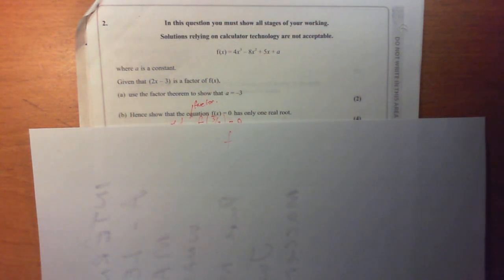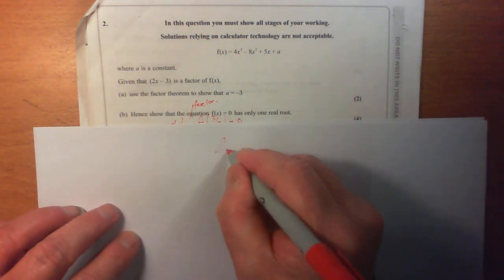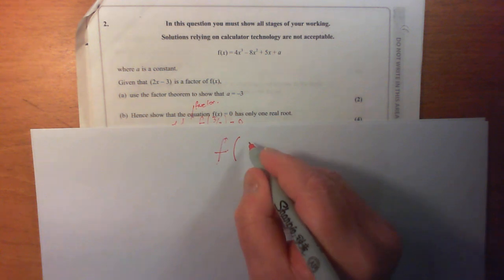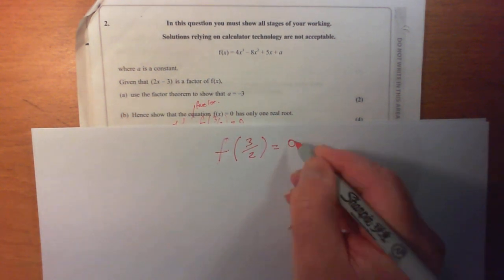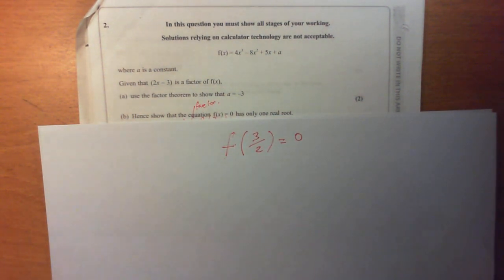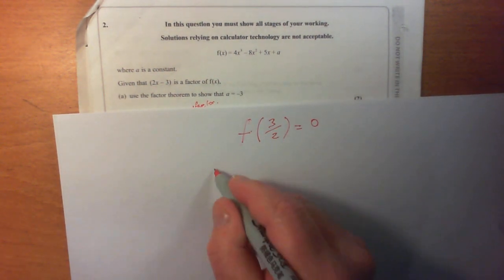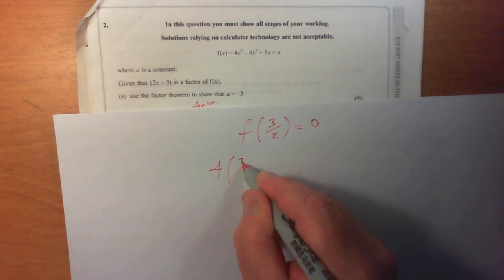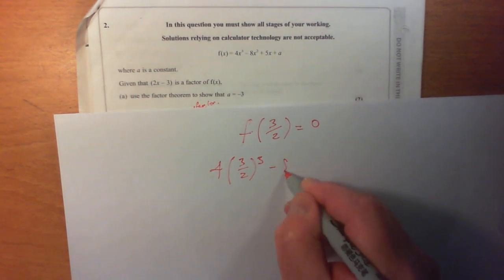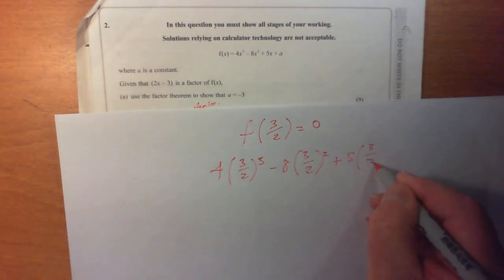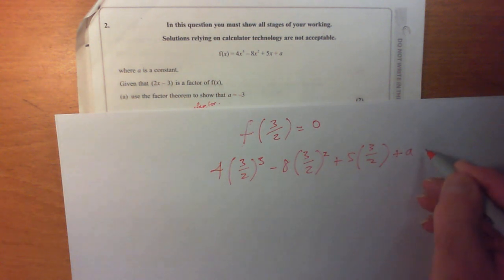Perhaps I'll do this on a separate sheet. f(3/2) equals 0. But some people just charge in and substitute it straight in. They say, okay, 4(3/2) cubed minus 8(3/2) squared plus 5(3/2) plus a equals 0.